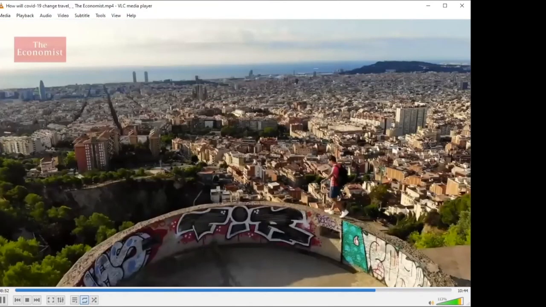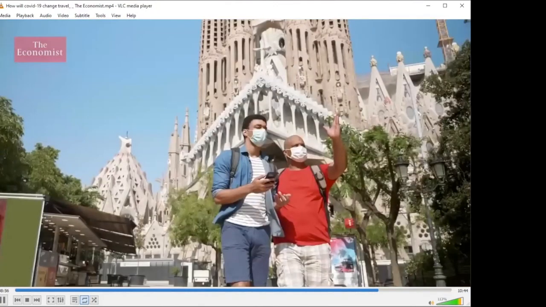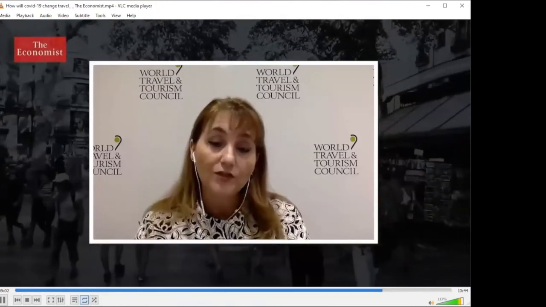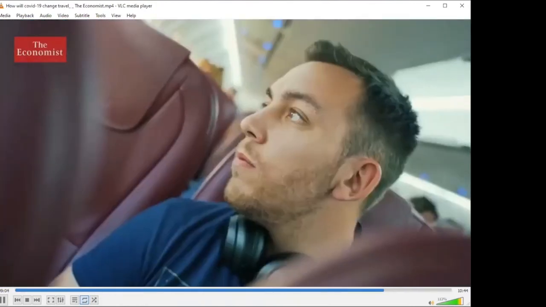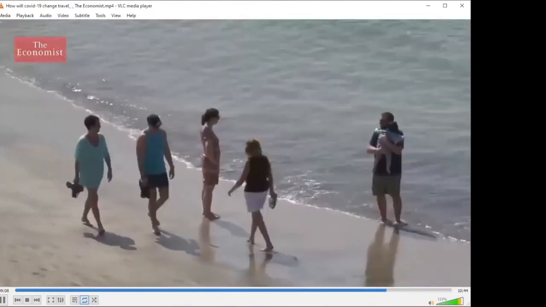So the sustainability agenda is another one that has been accelerated, which is great. It's not only the governments, it's not only the private sector, it is also the traveler that needs to be more responsible. The traveler now needs to make sure that the impact of their trip is benefiting more the community.